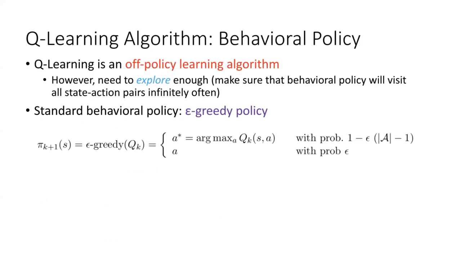So what is a typical behavioral policy that you use? Well, the most common behavioral policy is something called the epsilon greedy policy. That is, given the Q function at step K, you take the greedy action.